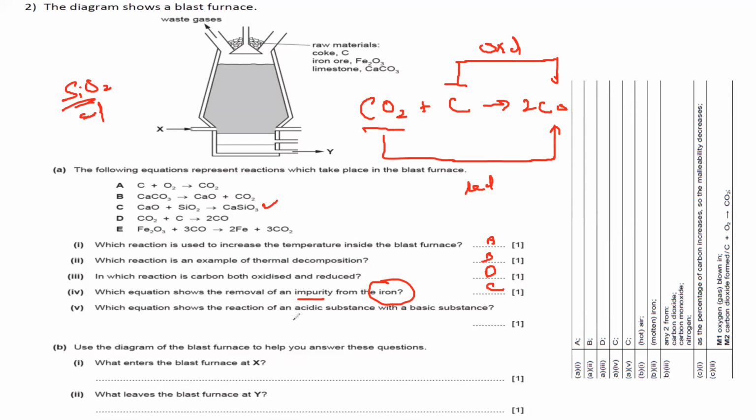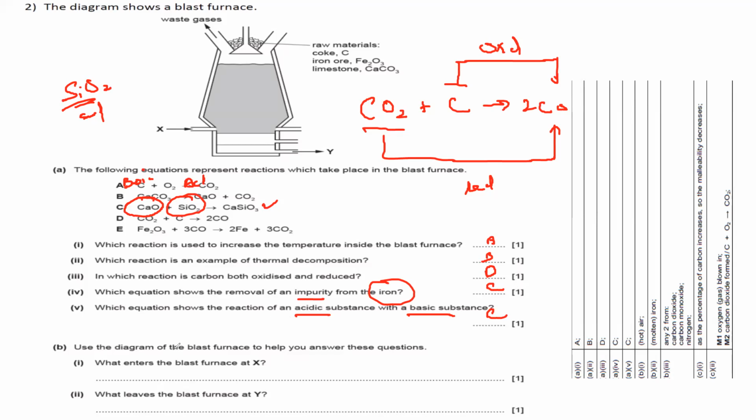And which equation shows that acidic substance reacts with a basic substance? So metal oxide is basic, and non-metal oxide is acidic. So calcium oxide is a basic substance, silicon oxide is acidic. So that's why again C is the right answer.